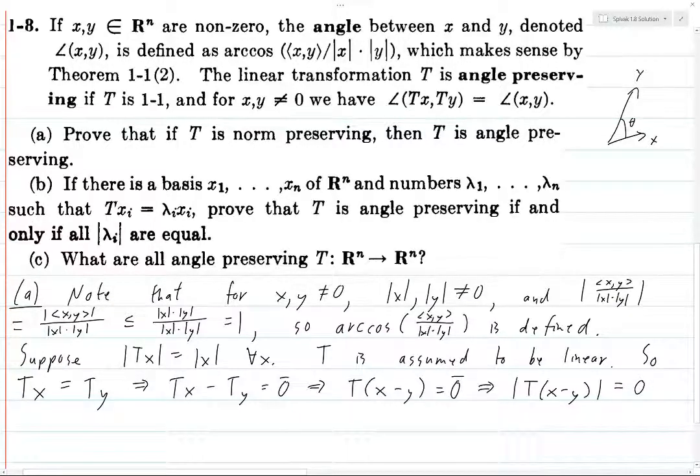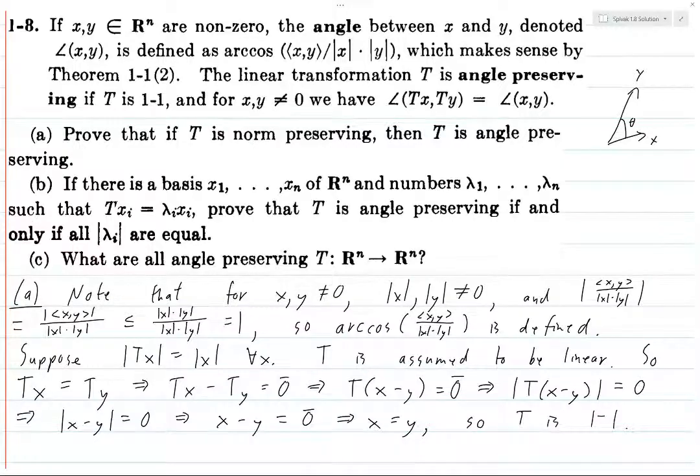So if the norm of this vector is 0, well, T is norm preserving, so we can remove the T there. So the norm of x minus y is 0. But the only way for the norm of a vector to be 0 is if the vector itself is 0. So x minus y is the 0 vector, which means that x equals y. So T is 1 to 1. Because that's how we check that T is 1 to 1. We prove that if you take x and y, if their images under T are equal, then x and y themselves are equal.